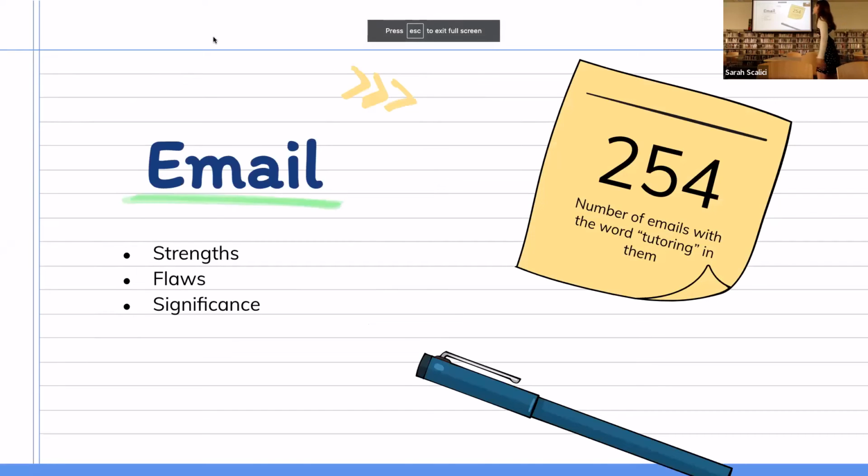This is kind of just a fun fact, but basically the entire program, especially up until this year, was run through email. So I was searching for paperwork for my capstone project, and I looked up tutoring in my inbox, and I realized that there are 254 emails with the word tutoring in them, which really made me realize where a lot of the success, but also the frustration with things had come from, because there are definitely some major flaws with using email.